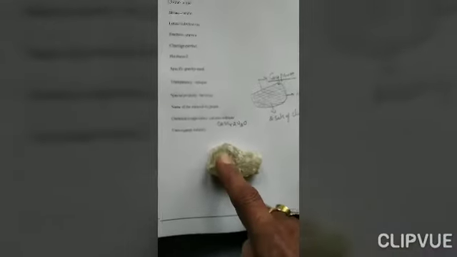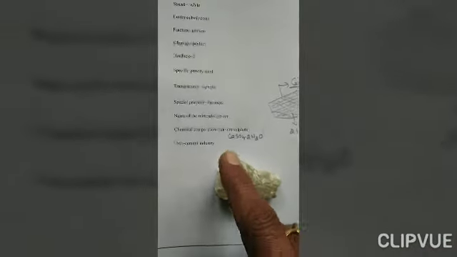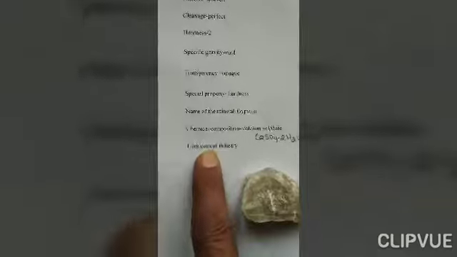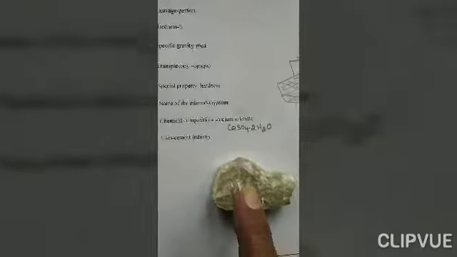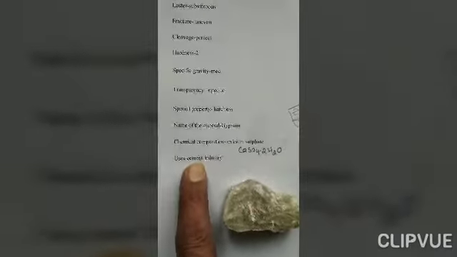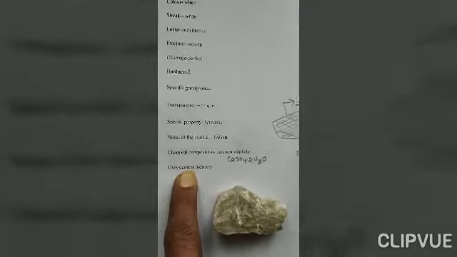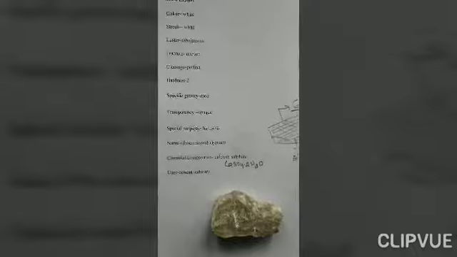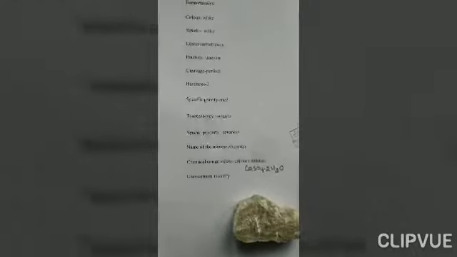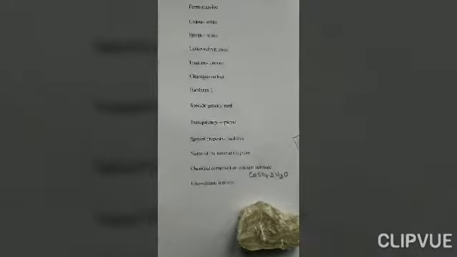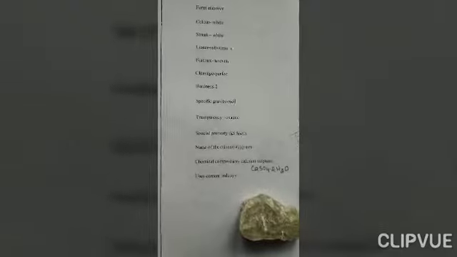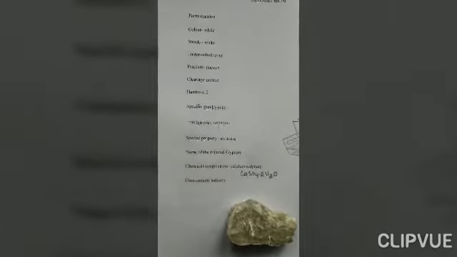This gypsum is used in the cement industry. Where is it used? It is used after the final stage. You will be adding it only after the clinker stage, and only a little bit.